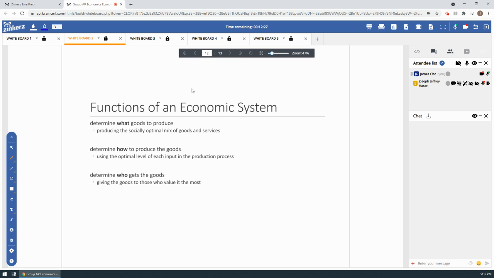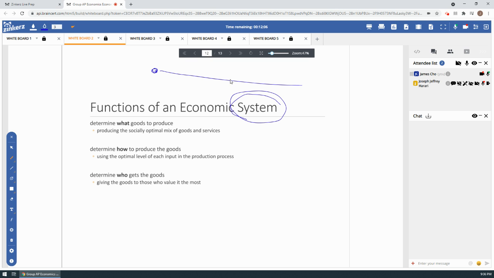For the rest of the class, we're going to talk about something known as economic systems. An economic system is how a country structures its economy. There are two basic types of economic systems, and I think you're pretty comfortable with these already.